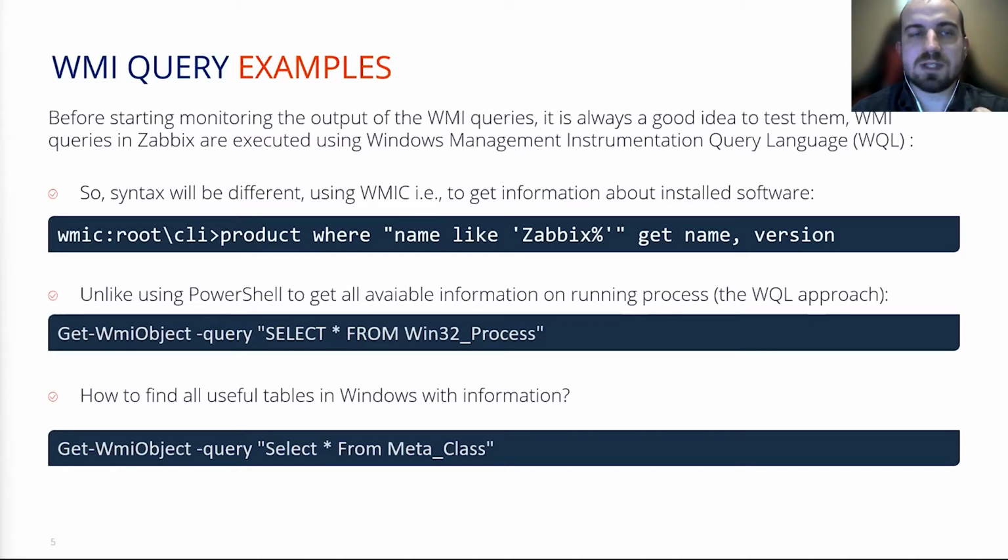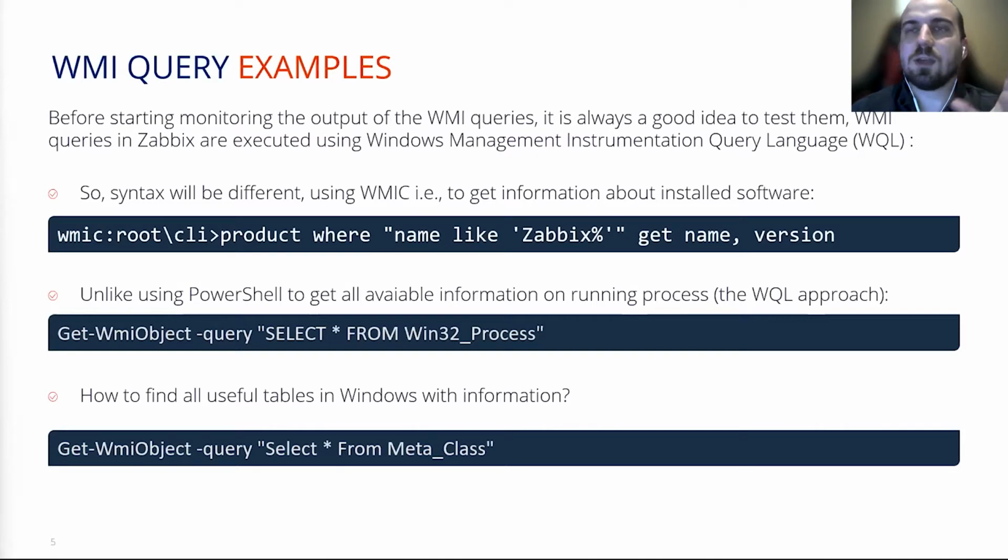Why? Because the syntax is a bit different, as you can see here. For example, product where name like, get name, version. So it's similar, but it's not exactly a query, as we can see in the PowerShell example below, where we just do a select everything from Win32_Process. It's essentially a table with information about all the processes running on your Windows system. If we wanted information about a product, we would select name from Win32_Product. And you can feel the difference even just in how the requests sound.